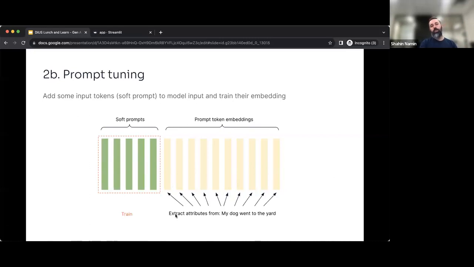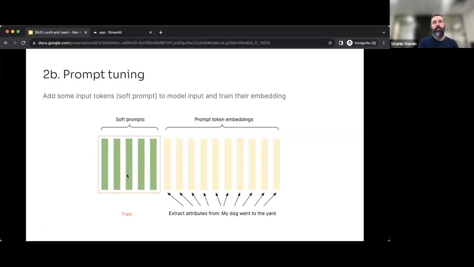So the way the models work is that when you are giving a text to the model, each of the tokens, or let's say words in your input, gets converted to a set of numbers that represent that specific word. And then these are concatenated together and are passed to the model. What you do in prompt tuning is that you add a set of other embedding or vectors to your prompt, and you try to train that for your own problem.